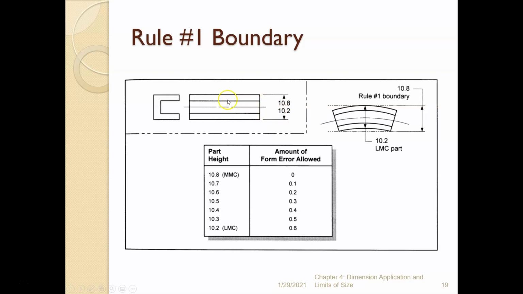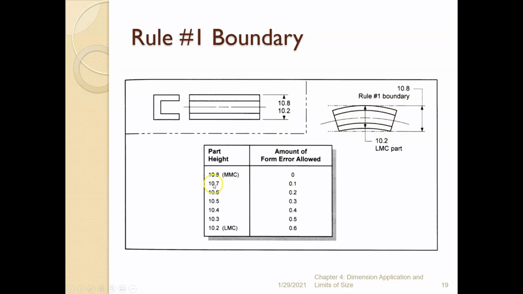Because this is a positive feature, that is to say it's not a hole, we can touch it, the envelope of perfect form would be a slot at its MMC size, or 10.8. So the rule number 1 boundary, the envelope of perfect form, would be 10.8. If we make this part at 10.8, the amount of form error is 0. It has to be perfectly flat and perfectly straight.